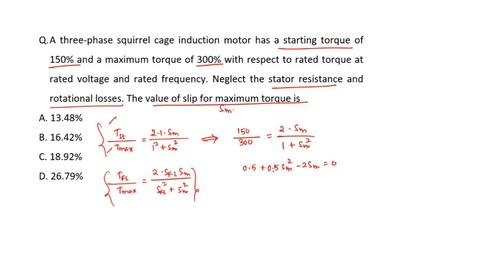So it's a quadratic equation. Solve it. You will get root 1 and root 2. Select the slip which is less than 1. Select the slip which is less than 1. One looks like greater than 1 and the other looks like less than 1. So select the slip which is less than 1. Okay.